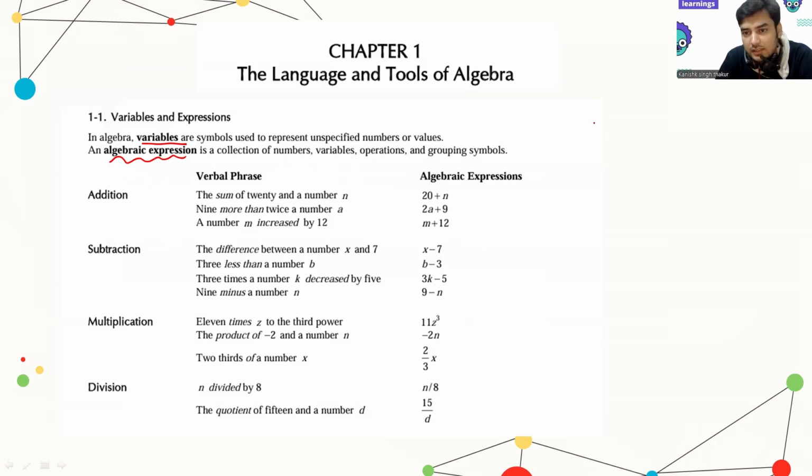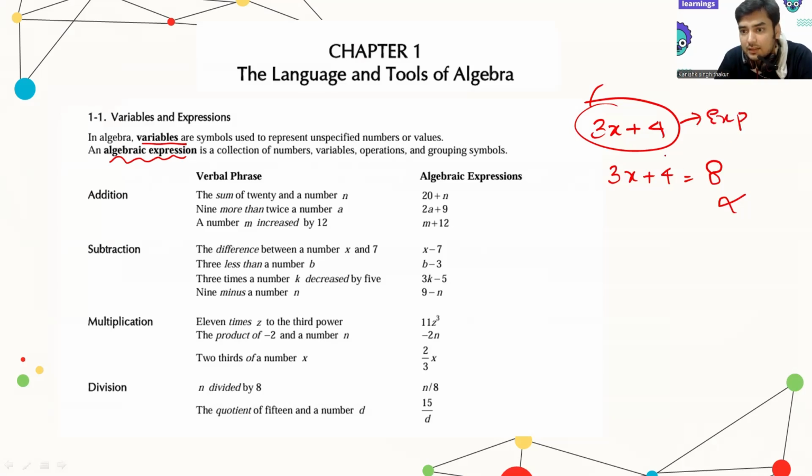Suppose I write 3x plus 4, this is an algebraic expression. Remember, when I write 3x plus 4 equals 8, this is an equation, not an expression. This is an expression and this is an equation. So this is the difference. An equation always has an equal sign and has a fixed value of x, right? And an expression's value can vary.